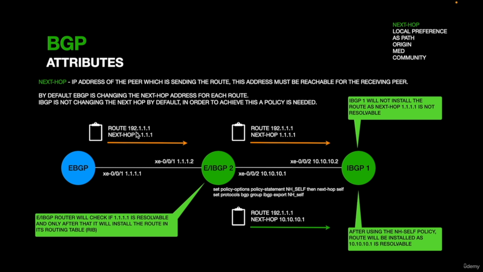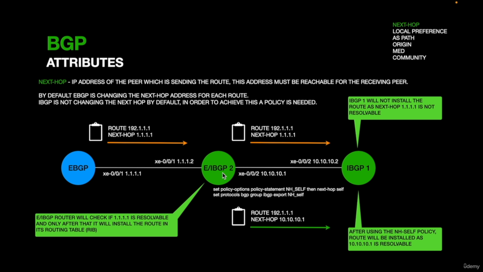So in order to reach 192.1.1.1, you should send all your traffic via the xe-0/0/1 interface. After the eBGP/iBGP router 2 receives the route, it will check if the next hop is resolvable, and only after that will it install the route in its routing table.